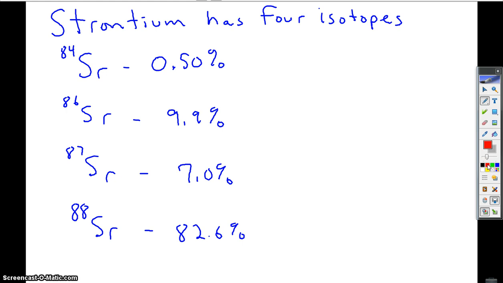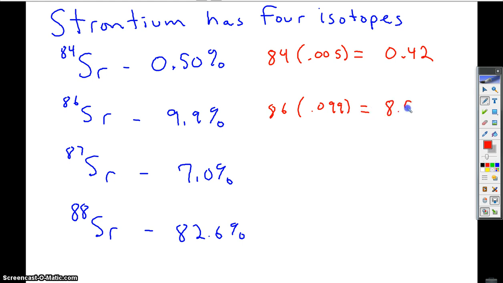So in this case, we're going to go 84 times 0.005, and that gives us 0.42. In the case of the 86 times 0.099, and we get 8.514. And the isotope that has the mass of 87.07. So we're using the decimal equivalent of the percentages, and that gives us 6.09.